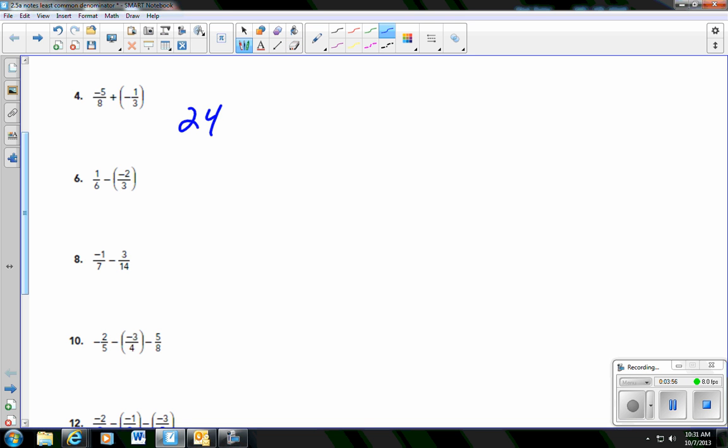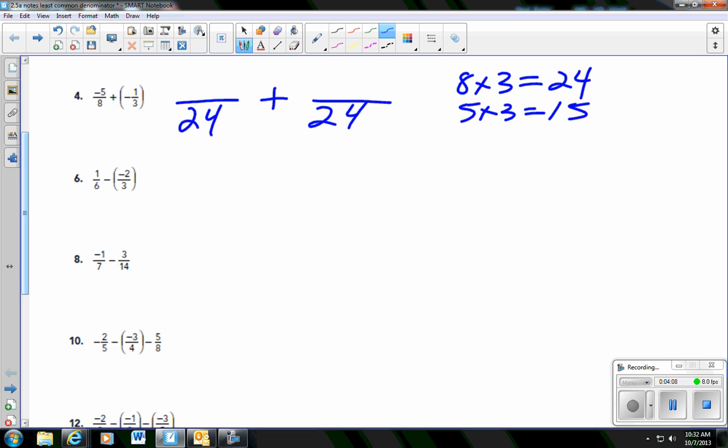So 24 and 24, we're adding, and 8 times 3 is 24, so 5 times 3 would give us 15. Whenever you multiply the bottom by a number to get that number, you have to multiply the top by the same thing. So 3 times 8 is 24, 1 times 8 is 8, and it's negative as well. So negative 15/24ths plus negative 8 over 24.